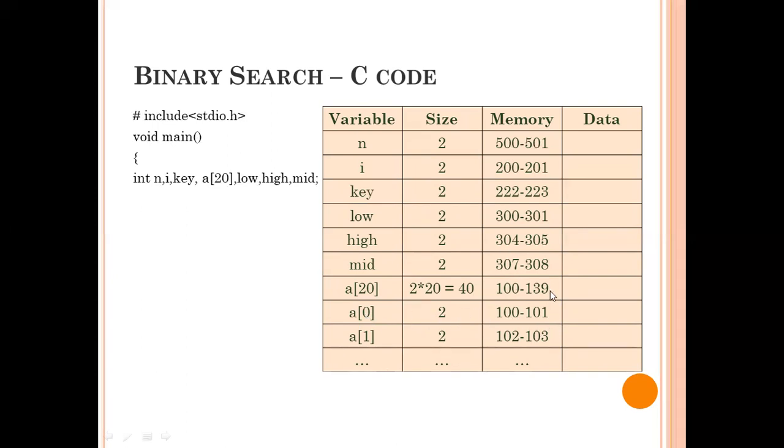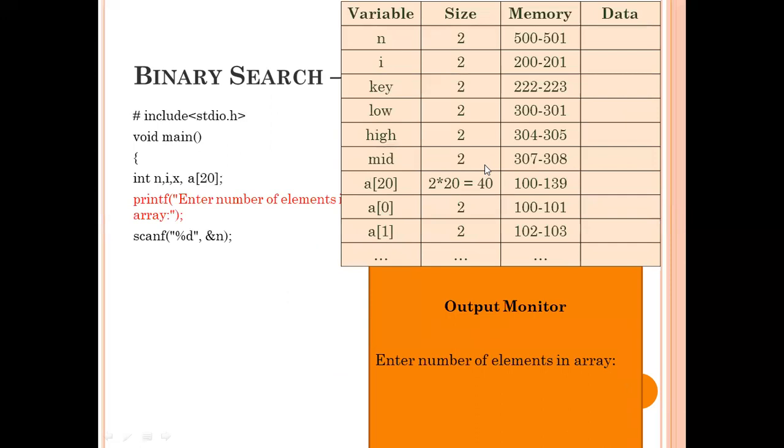Okay, this address is a random one. This is one example. That's it. Okay, so after executing the first line, this is what actually happens in the memory. Now the next step is you have the statement printf "Enter the number of elements in the array".